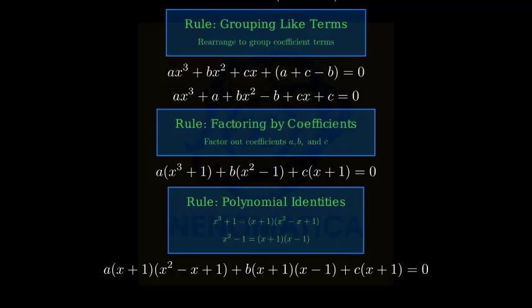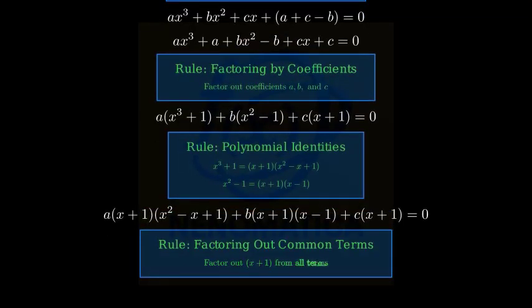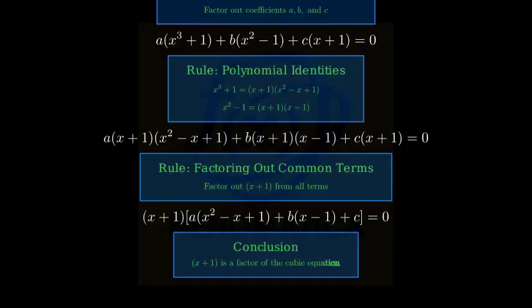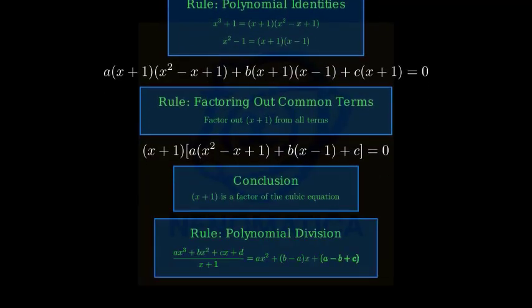Notice that x plus 1 is a common factor in all three terms. Let's factor it out to get x plus 1 times the quantity a times x squared minus x plus 1, plus b times x minus 1, plus c equals 0. This shows that x plus 1 is indeed a factor of our original cubic equation, which means the equation is divisible by x plus 1.